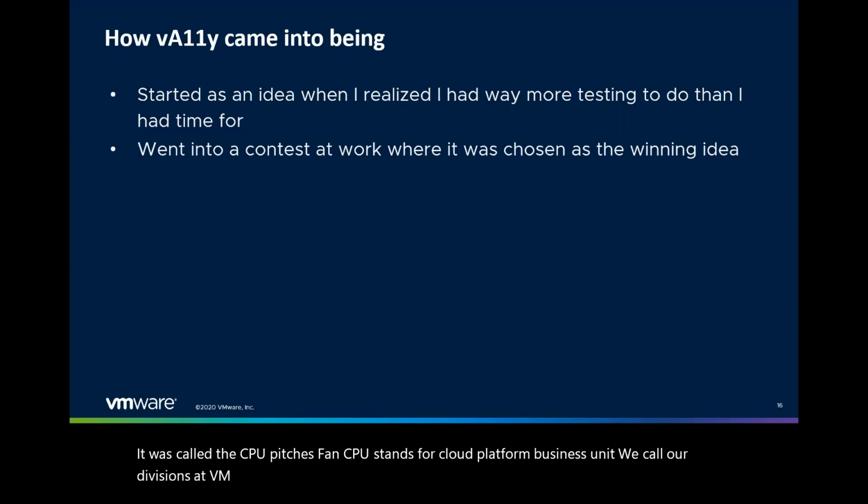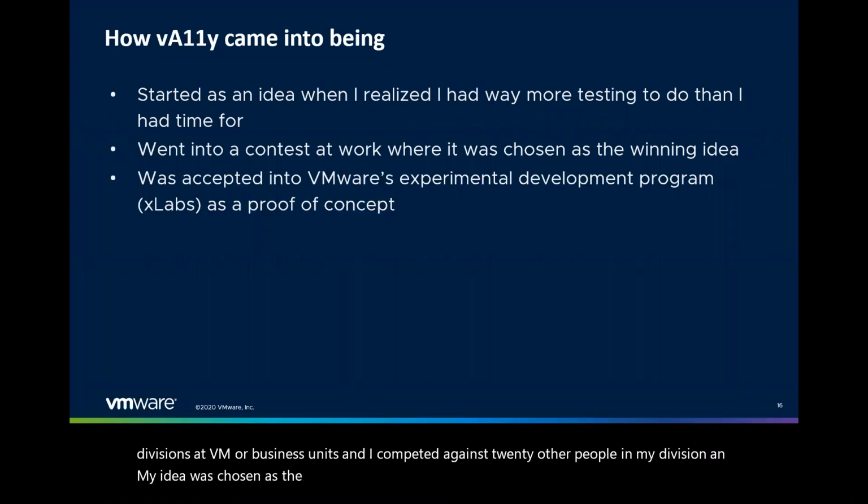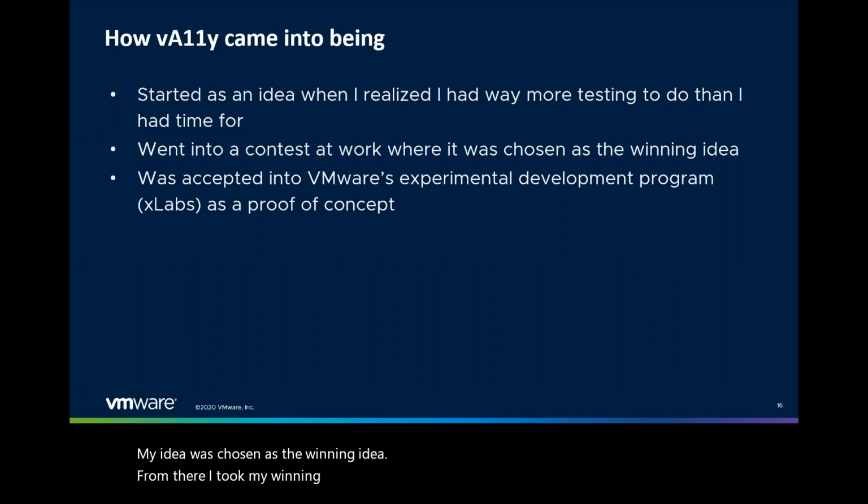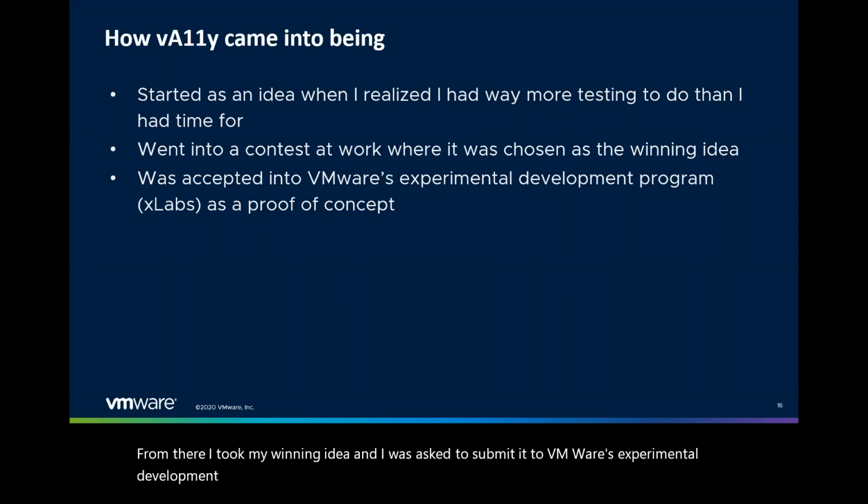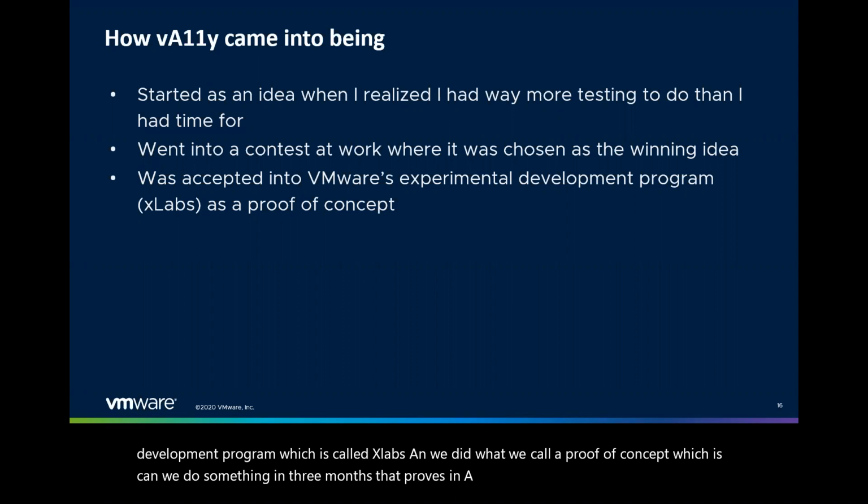And I competed against 20 other people in my division, and my idea was chosen as the winning idea. From there, I took my winning idea and I was asked to submit it to VMware's experimental development program, which is called X Labs. And we did what we call a proof of concept, which is, can we do something in 3 months that proves in a prototype whether or not this is a good idea?